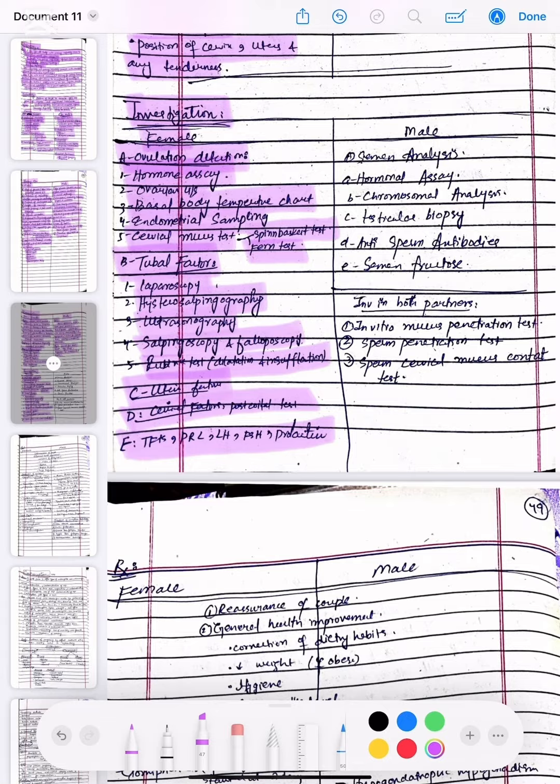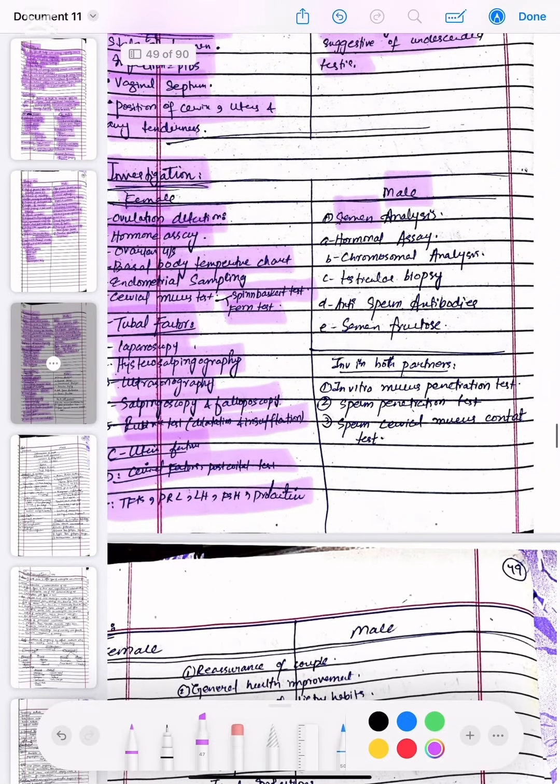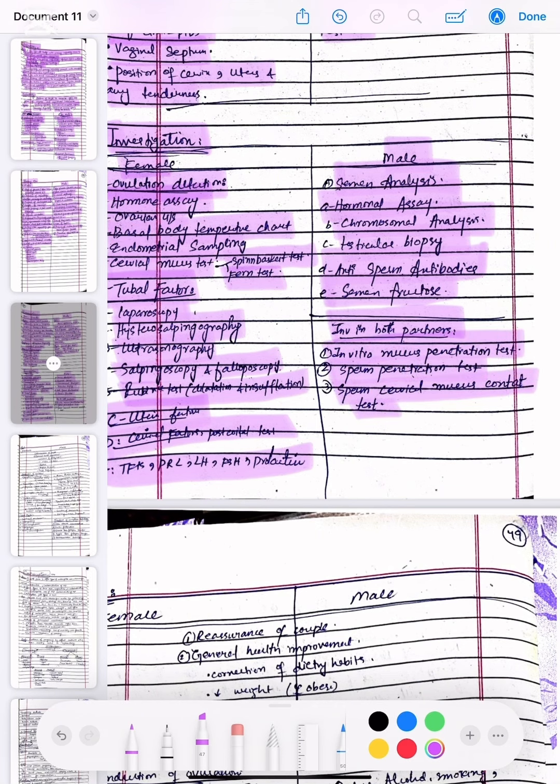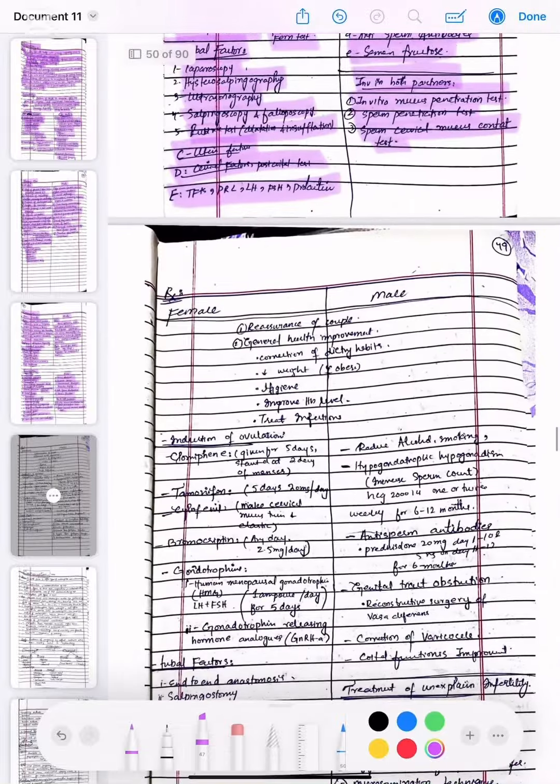Okay, uterine features are checked, cervical factors are checked, that is postcoital test, and TFTs, LH, FSH, and prolactin are checked. In male, semen analysis is done, hormonal assay, chromosomal analysis, testicular biopsy, sperm antibodies, and semen fructose. Investigations in both partners are the in vitro mucus penetration test, sperm penetration test, and sperm cervical mucus contact test.